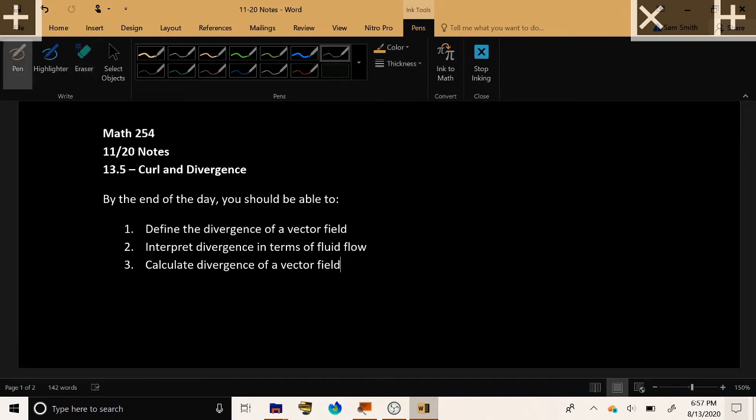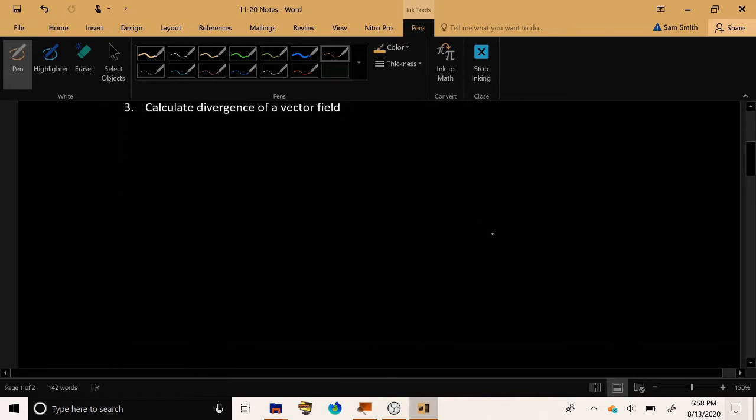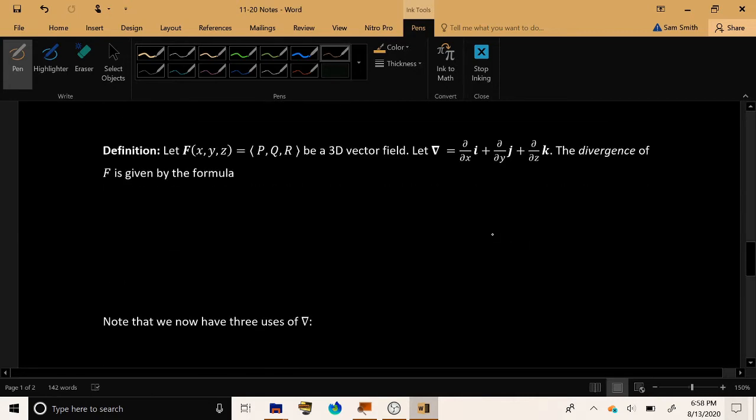Yesterday we talked about the curl of a vector field, and today we're going to conclude section 13.5 by talking about the divergence of a vector field. First, we're going to want to be able to define what that term means, the divergence of a vector field. Next, we want to be able to interpret the divergence, give a real-world interpretation of divergence in the context of a flowing fluid. And third, we're going to calculate the divergence of a vector field from the vector field's equation. Alright, let's go ahead and get started.